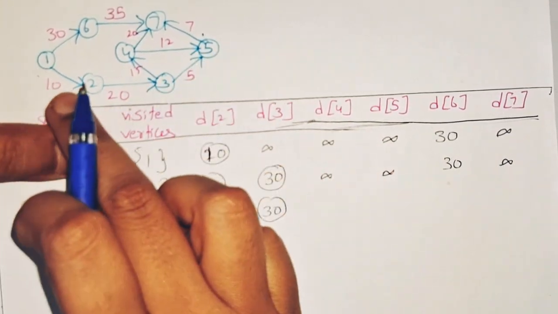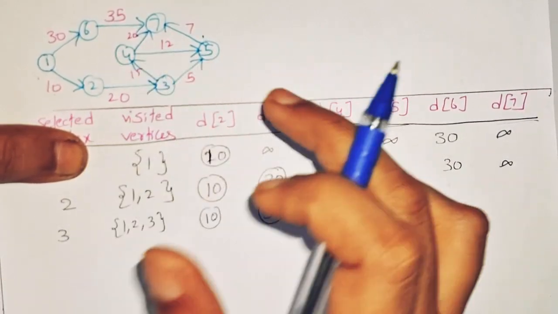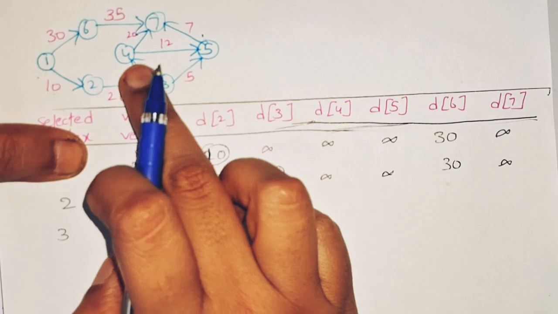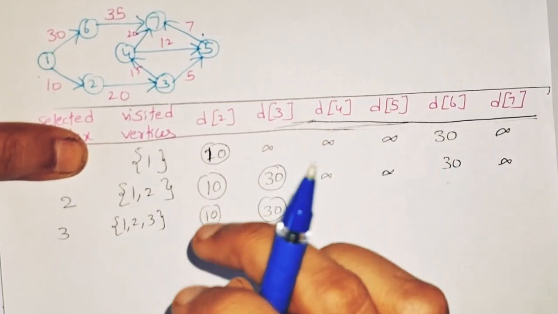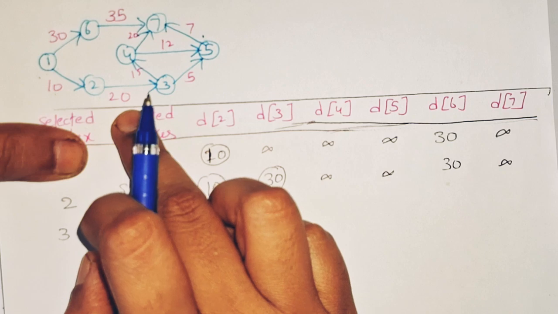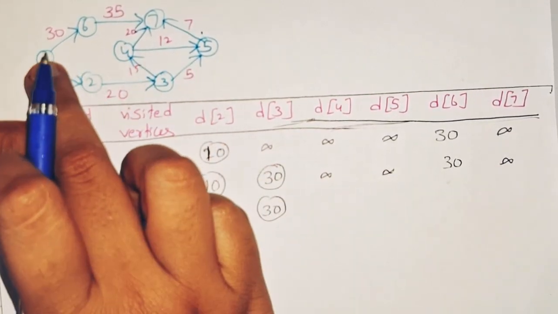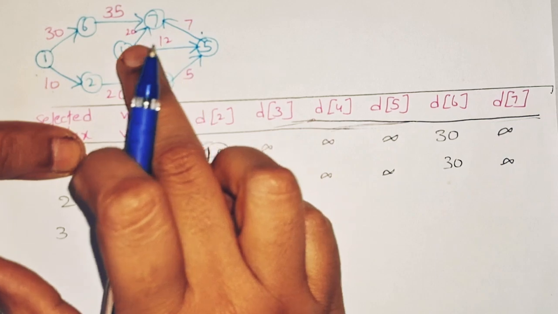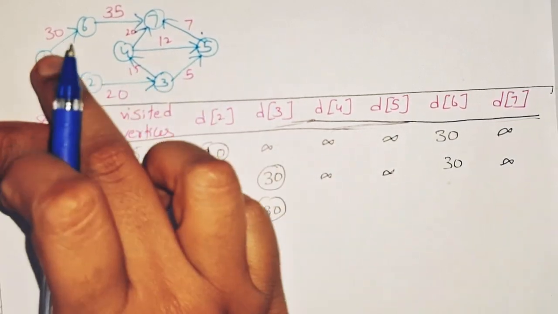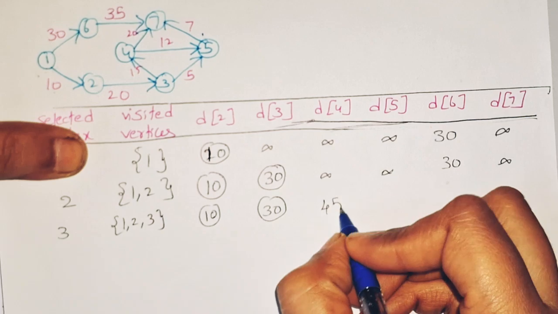So how do we reach from 1 to 4? 1, 2, 3, 4. So we need to calculate all these values here to reach the node 4. 10 plus 20, that is 30, and 30 plus 15, that is 45. So in order to reach from the single source 1 to 4, the cost is 45.